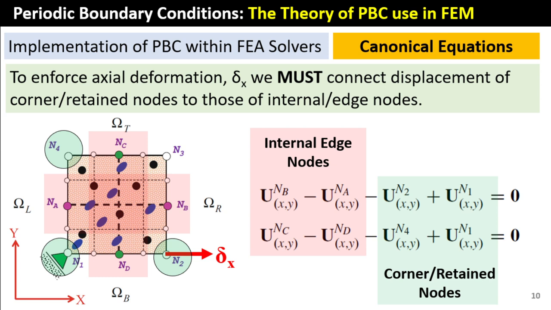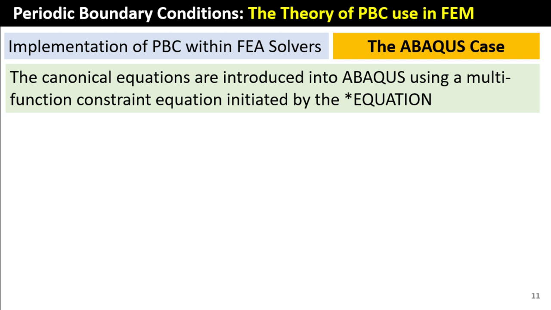All right. So what is the case for ABAQUS, which is the FEA solver that I will use? And it's the same for other FEA tools, but I'm basically focusing on ABAQUS in this case as an FEA solver. So the canonical equations are introduced into ABAQUS using a multifunction constraint equation initiated by a command within ABAQUS called star equation. You will find this under the constraint section of the FEA ABAQUS framework. So this is what we use. And what does it entail?